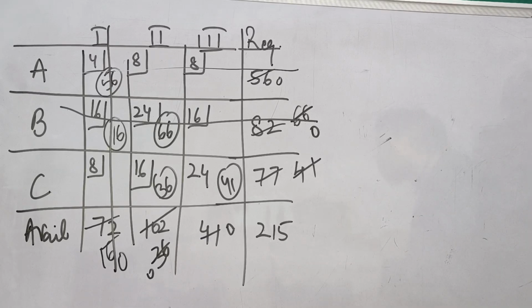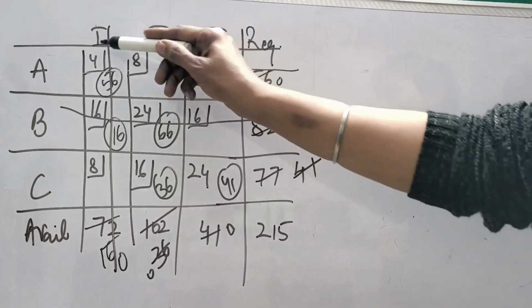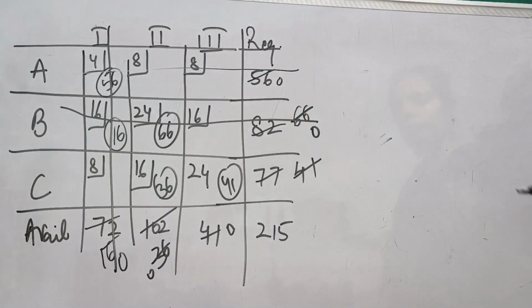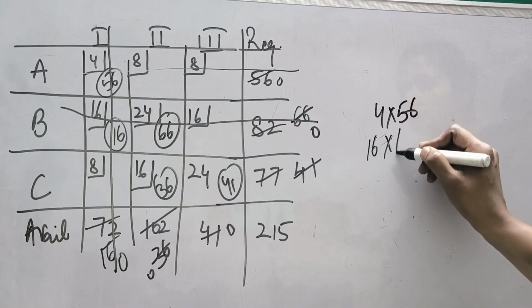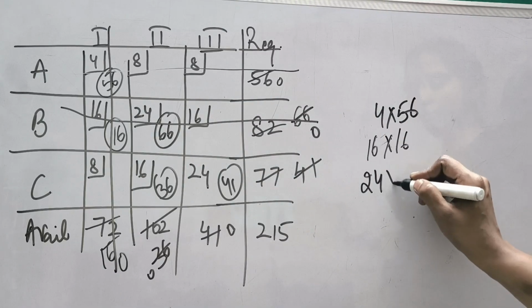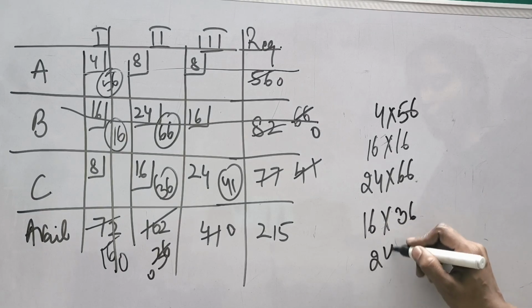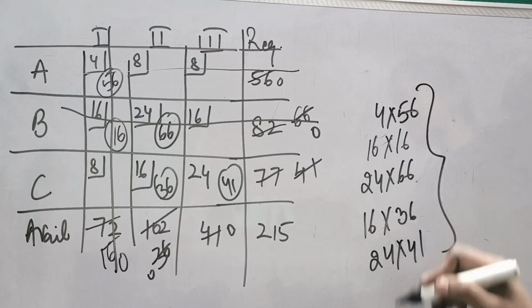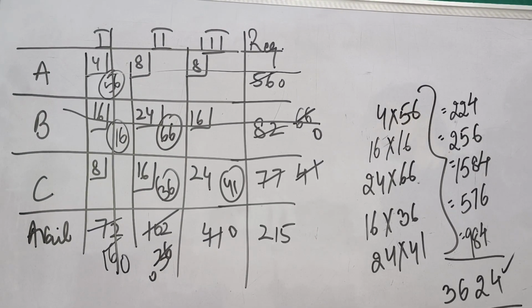So this is how the northwest corner method will work. Now after applying the northwest corner method, we have found the transportation cost according to northwest corner. We will show this transportation cost: 4 into 56, 16 into 16, 24 into 66, 16 into 36 and 24 into 41. So we will just calculate this. After doing the calculations, this is the transportation cost that we got with the help of the northwest corner method: rupees 3624. Now we will see whether we can apply the MODI method or not.